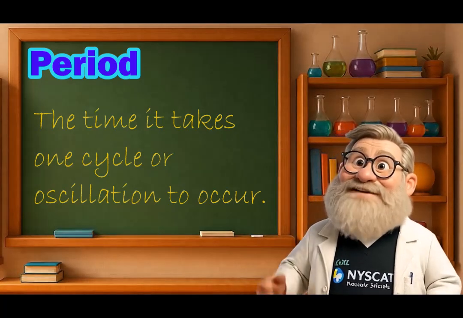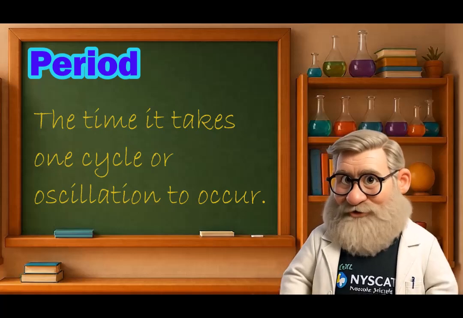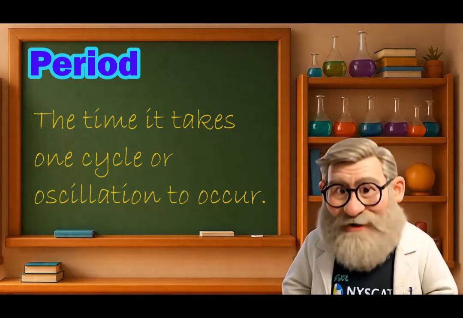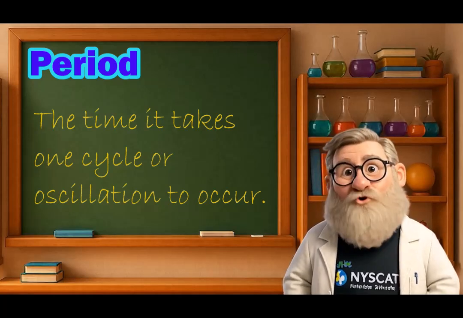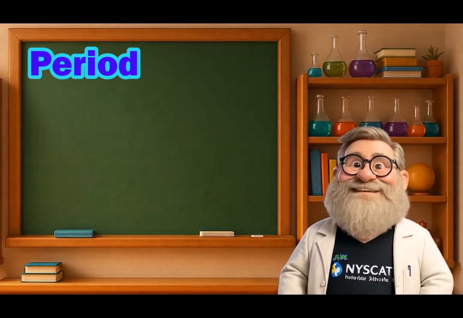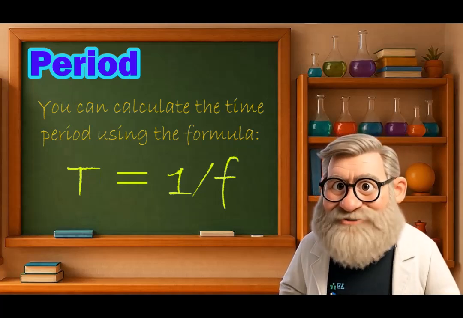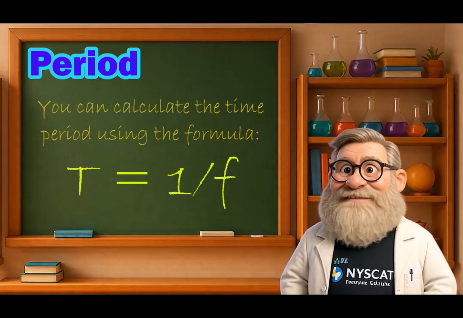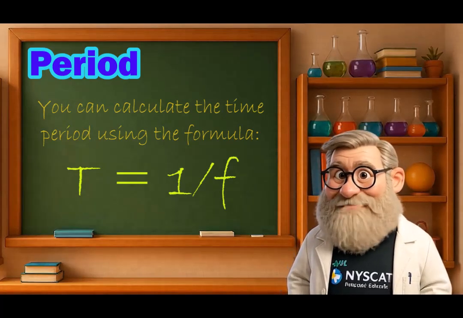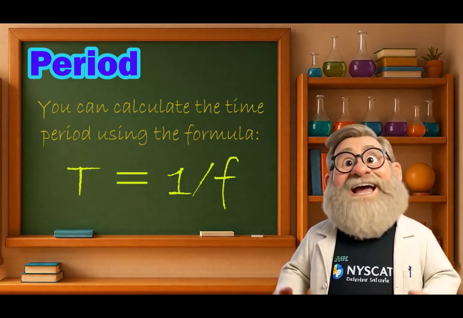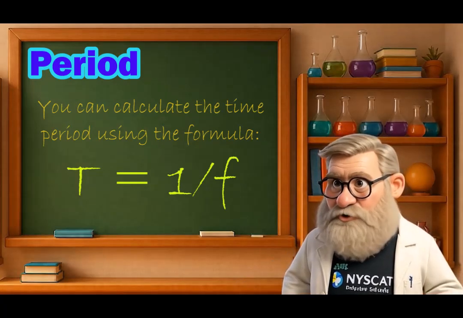The period is the time it takes for one full wave cycle to pass a given point. If frequency tells us how often waves occur, the period tells us how long each wave takes. The two are closely related. If you know the frequency, you can calculate the period using the formula T equals 1 divided by F, where T is the period in seconds and F is the frequency in hertz.